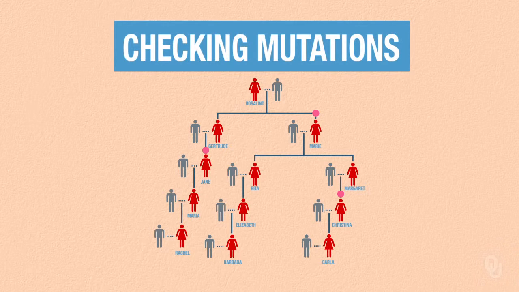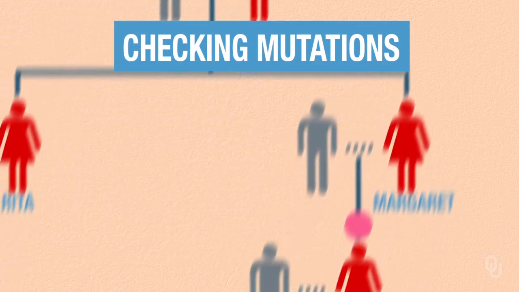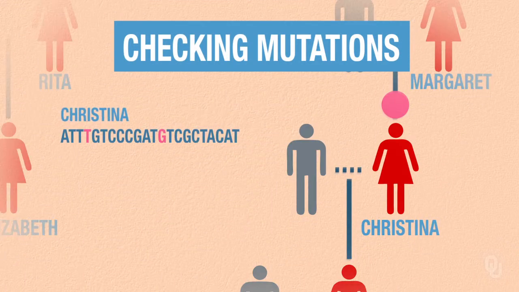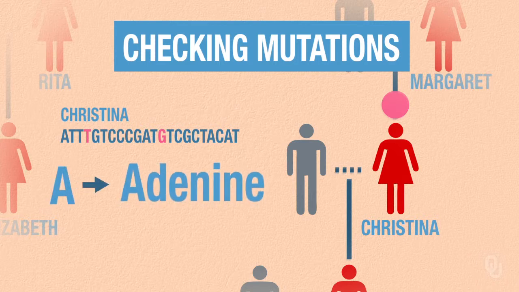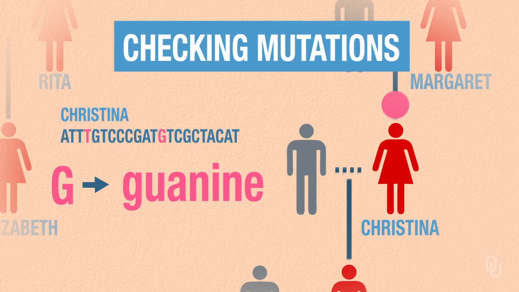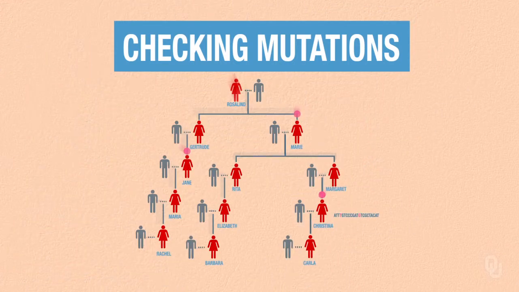The other mutation occurred in Marie's descendants. Specifically, we record a mutation in Christina's version of the gene, in which an A for adenine became a G for guanine. This is the second mutation to have occurred in Christina's family line since their ancestor, Rosalind.